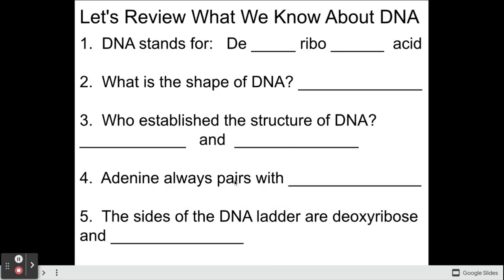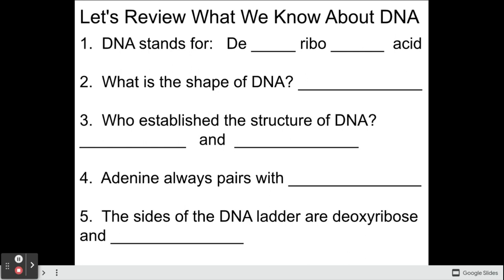So as a review, what does DNA stand for? Deoxyribonucleic acid. What is the shape of DNA? A double helix. Who established the structure of DNA? Watson and Crick. And always remember, Rosalind Franklin helped them out. What does adenine pair with? Well, adenine, the A, pairs with thymine. And guanine would pair with cytosine.